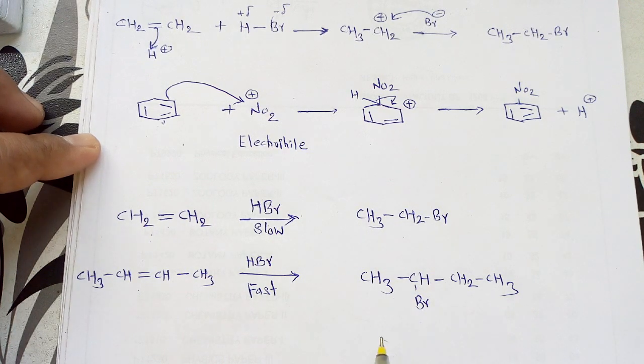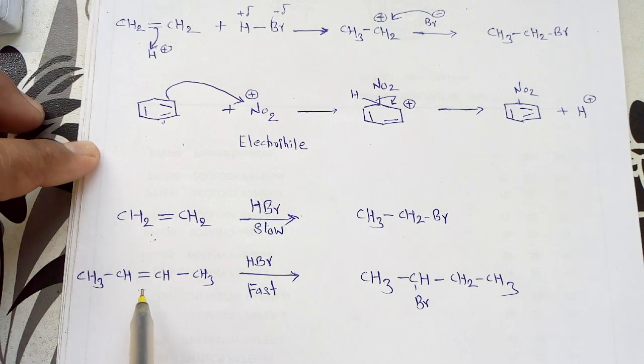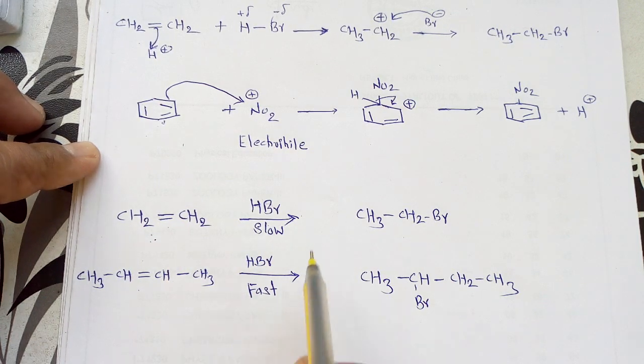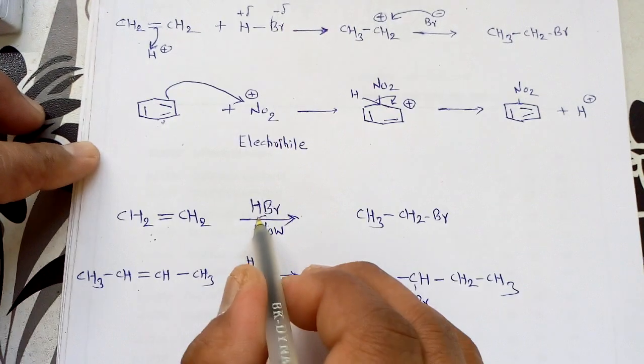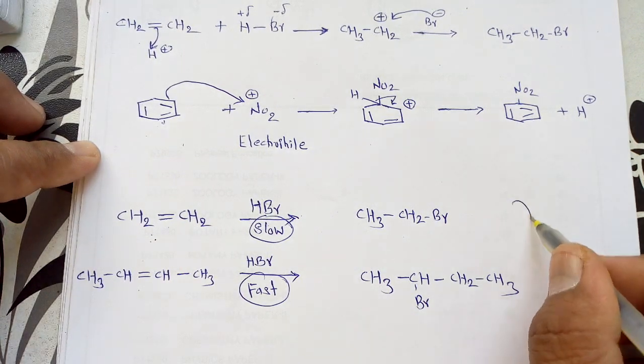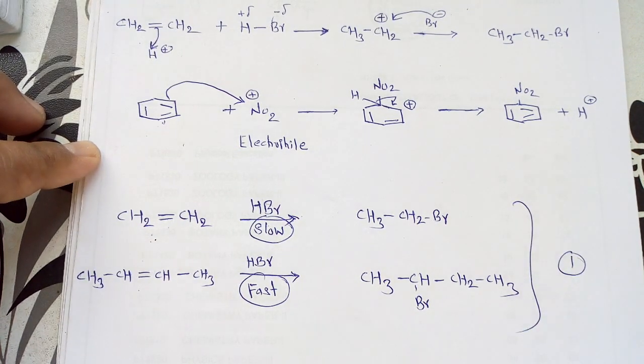But our important point of discussion is that no doubt both these compounds have similar types of functional groups, even though with similar reagents they show different rates of reaction. The first reaction is slow, while the second reaction is fast. So this is one of the points of our discussion. This is case number one.